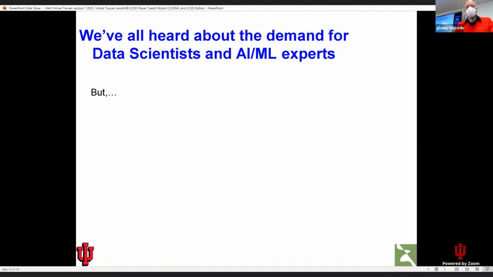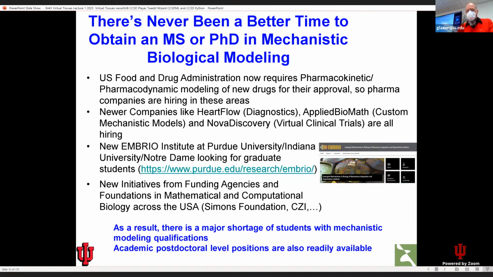Learning data science and artificial intelligence is great, and I strongly encourage everybody to learn something important, part of the modern world. But there is a real shortage of people with mechanistic understanding of how biology works and the ability to turn that into computing.